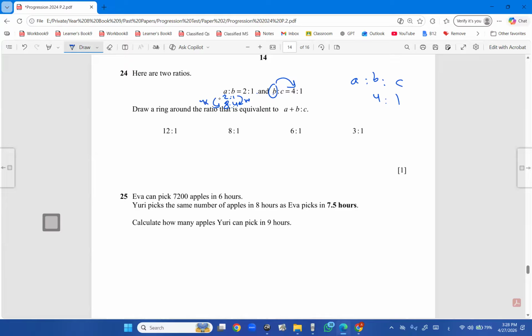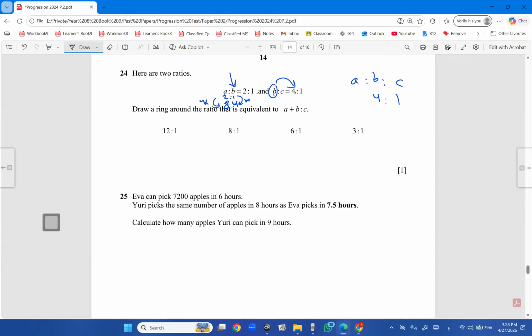Again. So here, A to B is 2 to 1. Yes, mister, but I want a relation that connects the three of them together, A, B, and C. Good. The B, they told you here is 4. So I want the B here also to be a 4. Not a problem. I can multiply the 1 by 4, multiply the 2 by 4.